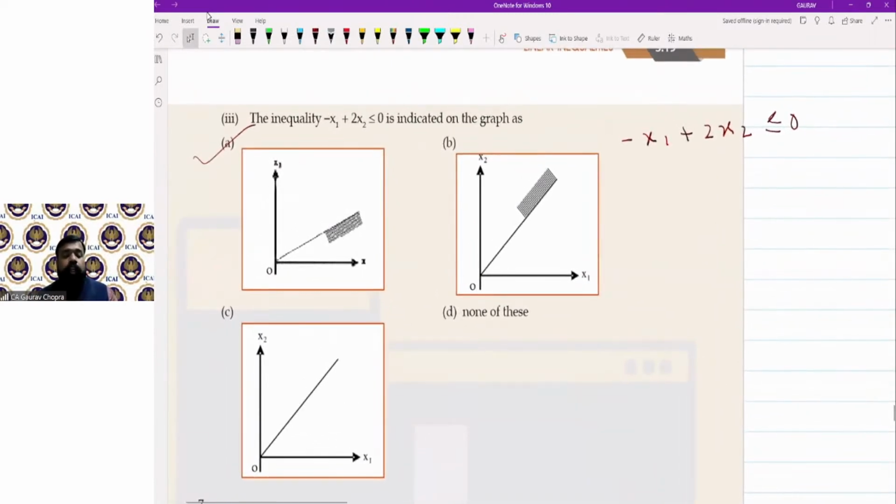This one was the inequality minus x plus 2x2 less than or equal to 0. Since it is less than, which area will it be? The lower area, the inside area will be there. So you have to mark simply the inside area. Otherwise you can put in a value and check which satisfies it, and according to that you can also put the value. Okay.